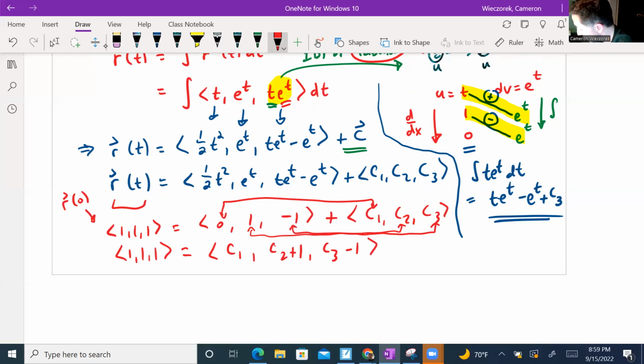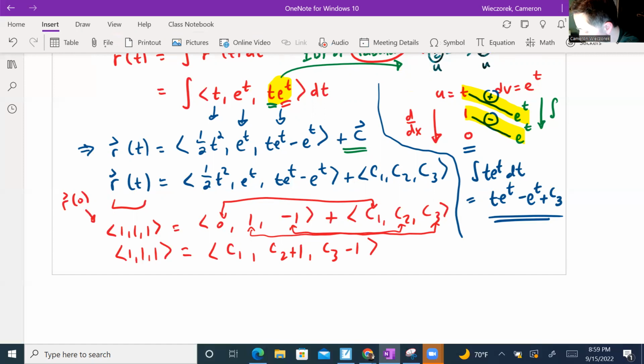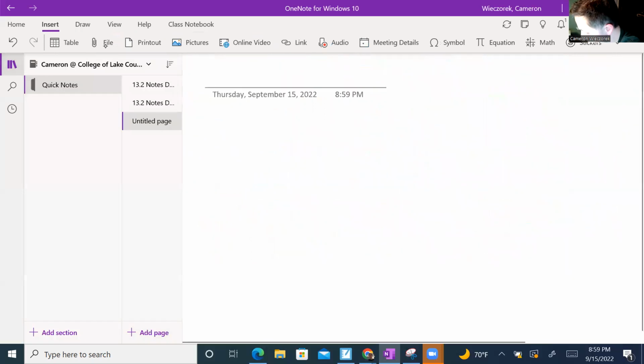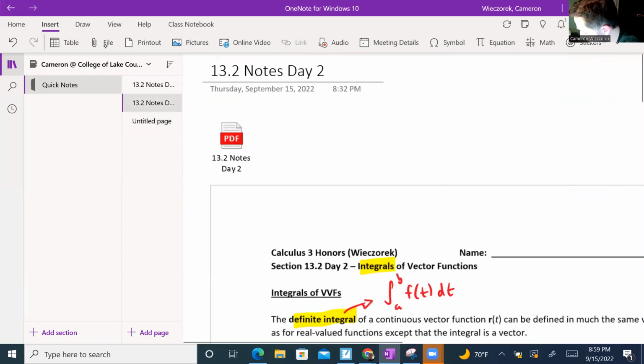And I'm going to need a new page because I'm running out of space. Oh, hang on. Add a page. Let's continue it over here. Okay, so let me just write down what we had so I don't lose it.